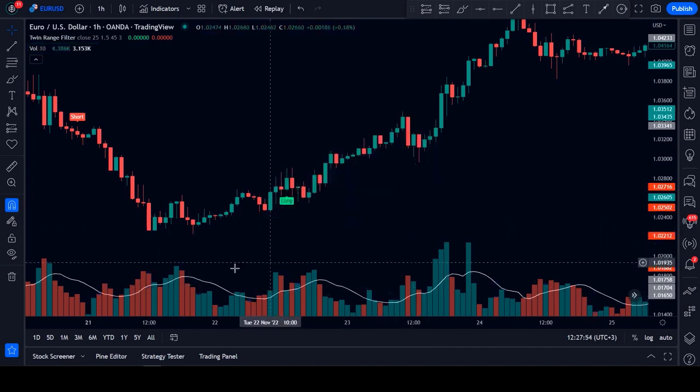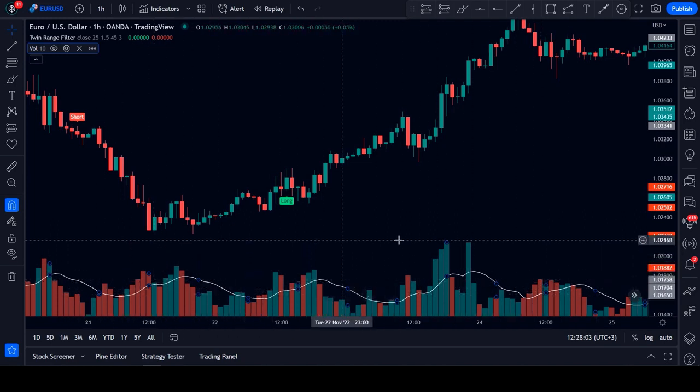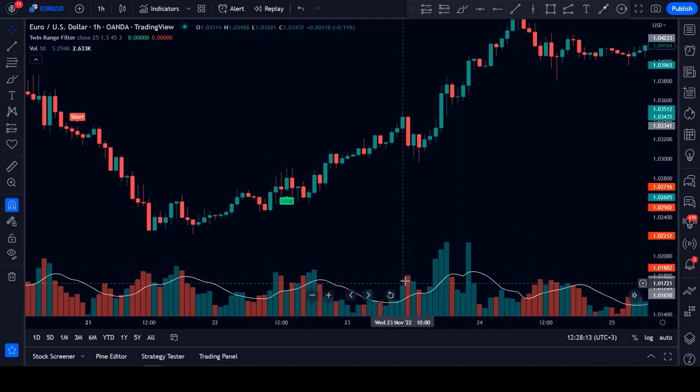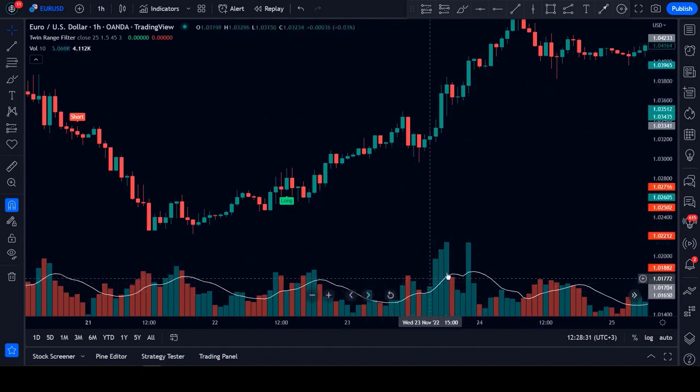We will be using this indicator to determine if there is enough volume in the market to push the price in the direction of our trades. Whenever the volume bar is above the MA line, we will be looking to take trades since this would indicate that there is enough volume in the market to push the price in the direction of our trades. But whenever the volume bar is below the MA line, we will not take any trades because this would basically mean that there is not enough volume in the market.